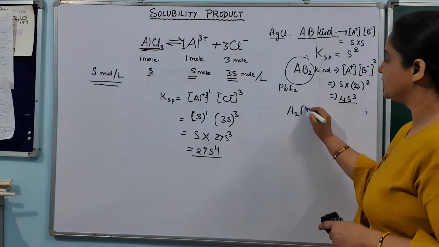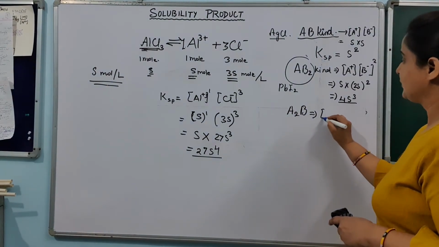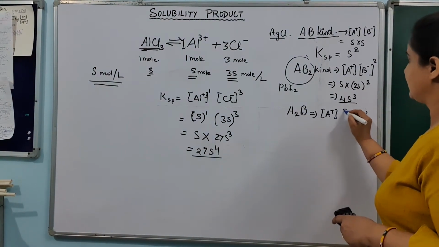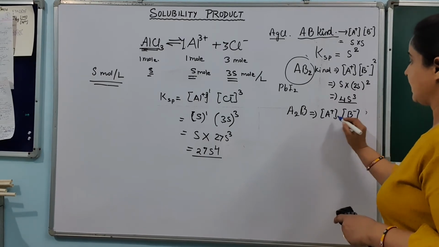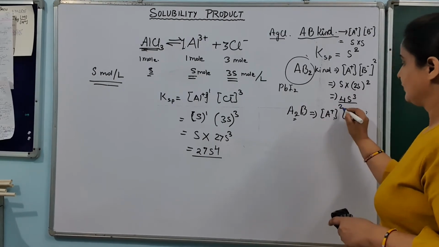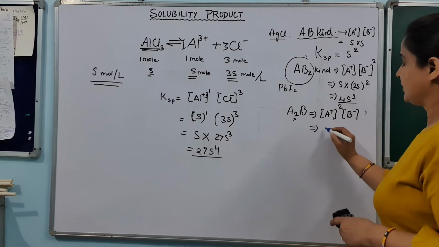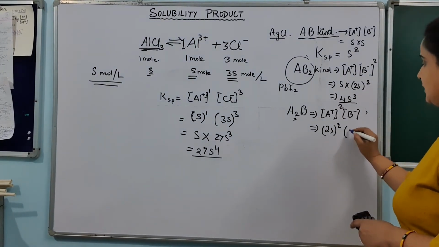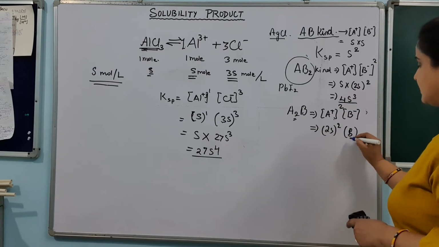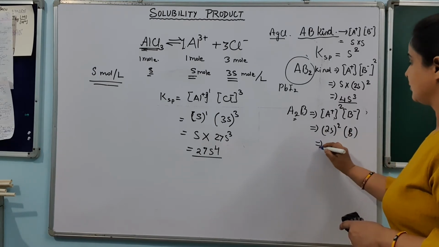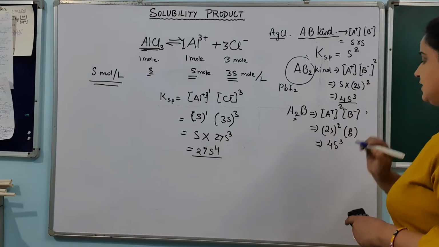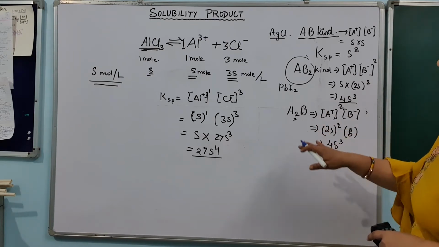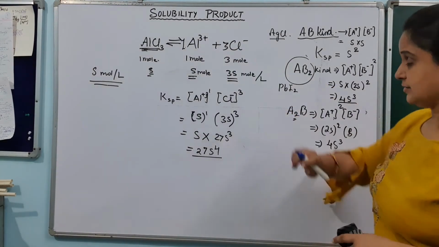Okay. Same way if I calculate it for the A2B kind of, then what will happen? A plus and B minus. A raised to power 2. Then solubility will be 2S raised to power 2 and B means S. Okay, so what will be the solubility? 4S3. Same way if I calculate it for the different kind of this kind.